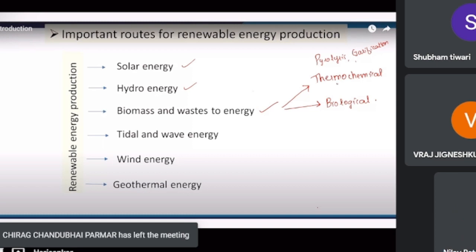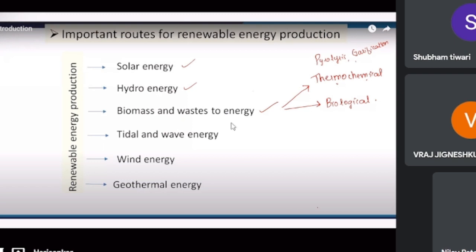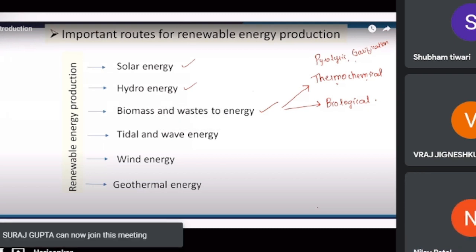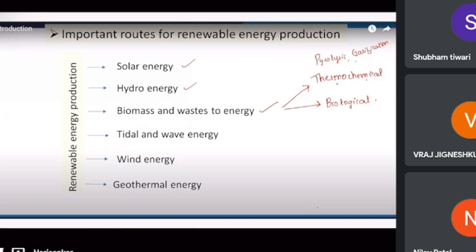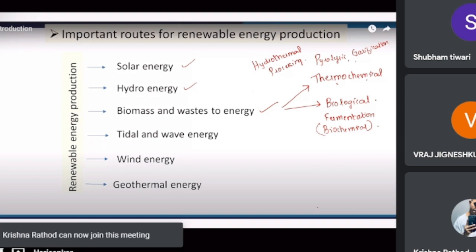And thermochemical basically means, thermal means heat, and chemical means chemical. What this process does is you use heat to induce chemical changes. So that is basically what thermochemical process means. And then for biological processes, you could say something like fermentation. So you can even term this as biochemical, I would say. So these are just some biomass and waste to energy processes, to name a few. And there is even a new technique in thermochemical processes called hydrothermal processing.